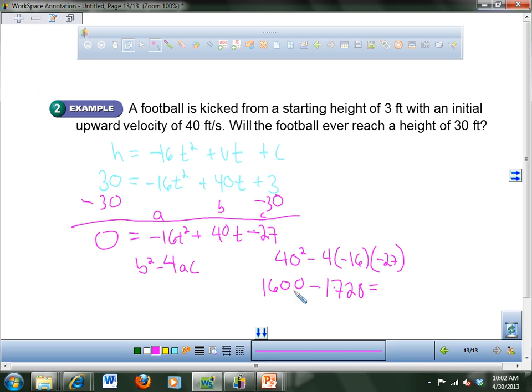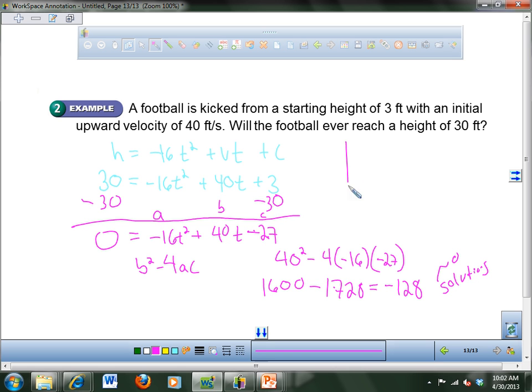So when I subtract these two, am I going to get a negative number or a positive number? Negative or positive? Negative. Negative 128. So how many solutions do I have? How many solutions? 0. No solutions. Because this number is negative.